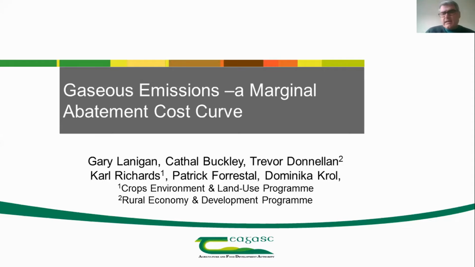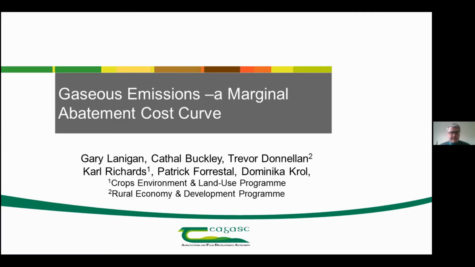What I'm talking about today is Teagasc's Marginal Abatement Cost Curve. For those of you that don't know it, a marginal abatement cost curve is really just a way to rank measures. We've looked at the 28 most likely measures that we can use to reduce greenhouse gas emissions and also reduce ammonia emissions, and ranked them both in terms of the amount of mitigation they can do and the costings of those measures. So it's essentially a cost-benefit analysis.